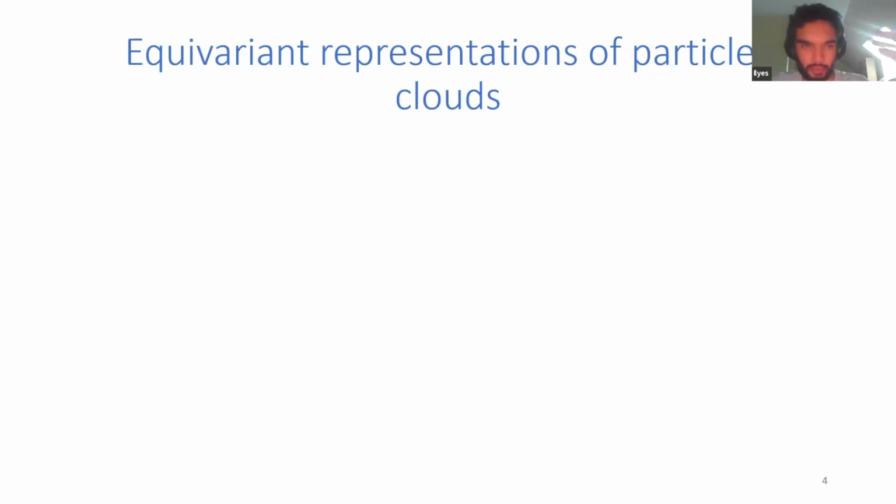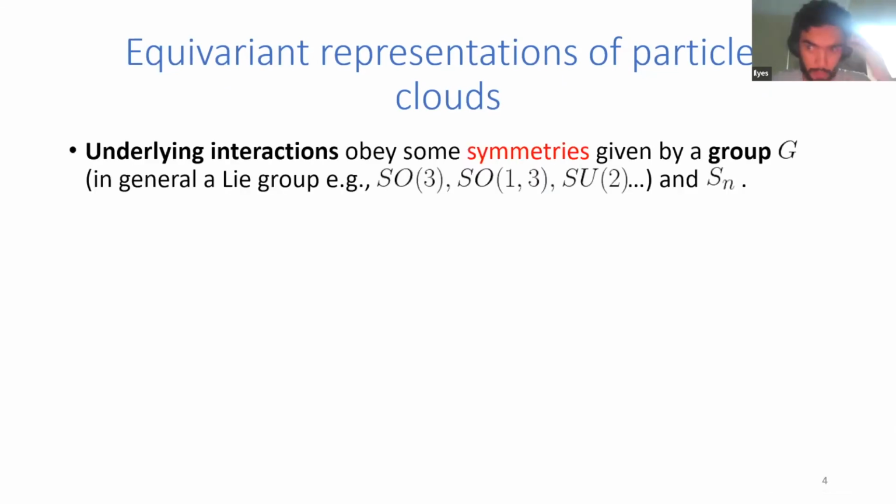And usually you want them to be equivariant. Why do you want them to be equivariant? Because the underlying interactions between the points in this point cloud obey a certain symmetry group. All the interactions in physics have some underlying symmetries, and you thus want your representation to be faithful to these underlying symmetries.